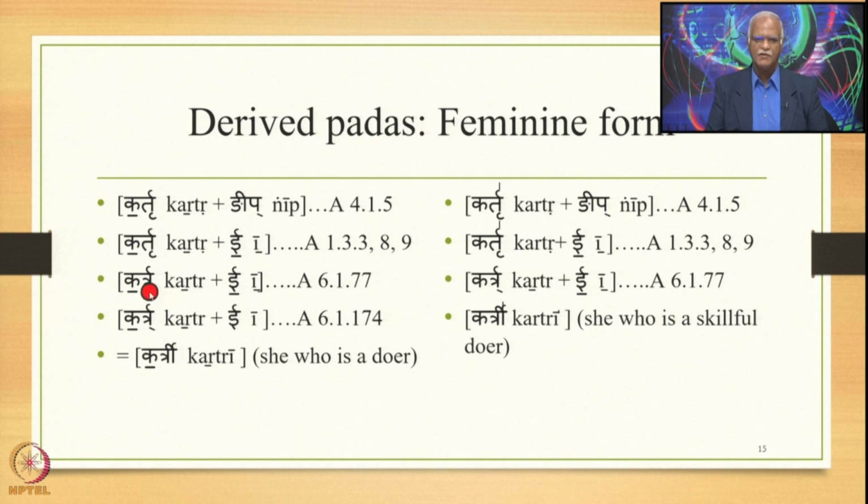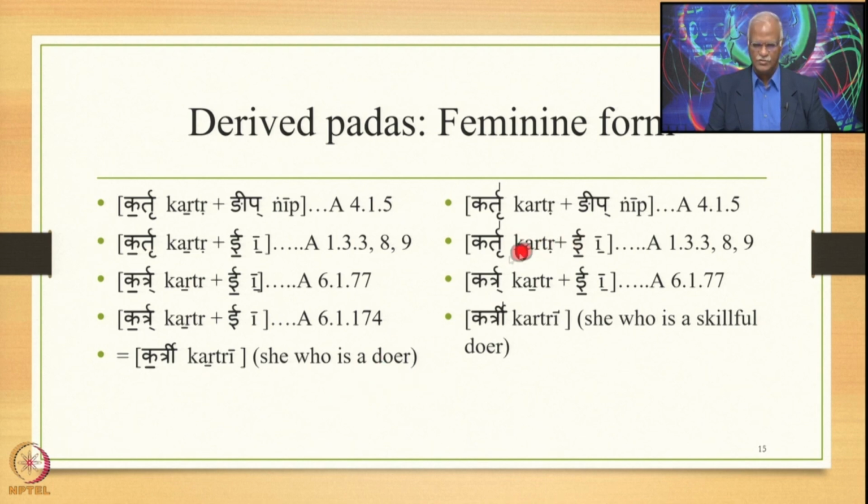Now 6.1.174 applies, and because this is a Yan Sandhi in place of an Udatta vowel, this Anudatta becomes an Udatta by 6.1.174. This is a Nadi and this becomes Udatta. So we have Kartr plus E, E being Udatta, and finally we get the form Kartri with the final vowel being Udatta. She who is a doer.